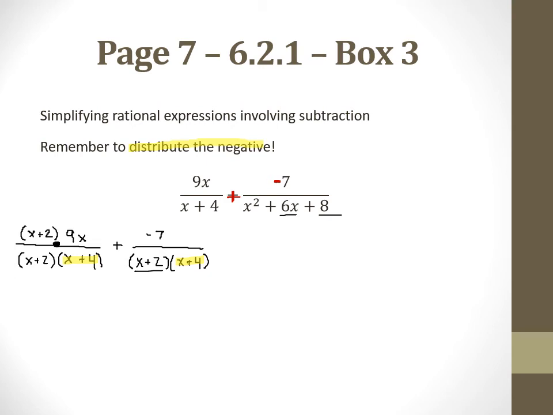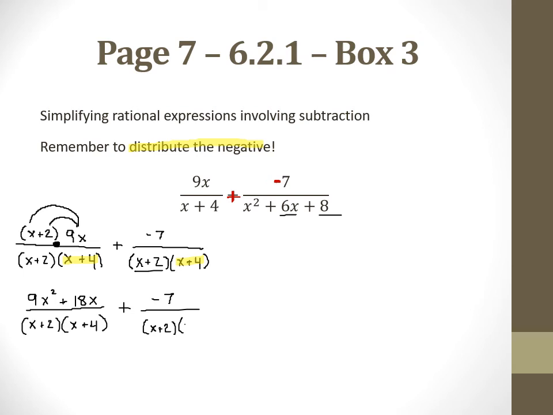So when you are multiplying, you need to distribute. So we're going to multiply right here. 9x times x will give me 9x squared, and 9x times 2 will give me 18x. And this is over my now 2-term denominator, x plus 2 times x plus 4. And we are adding to this my second term, which hasn't changed at all, negative 7 over x plus 2 times x plus 4.